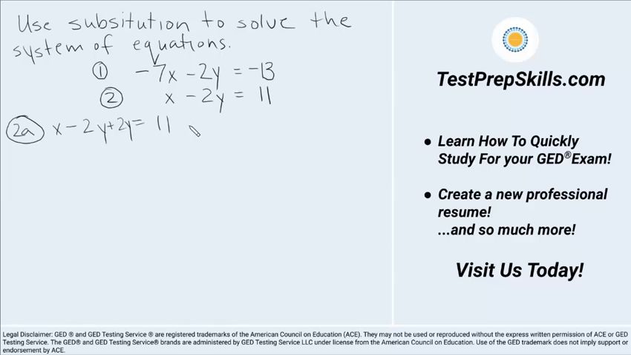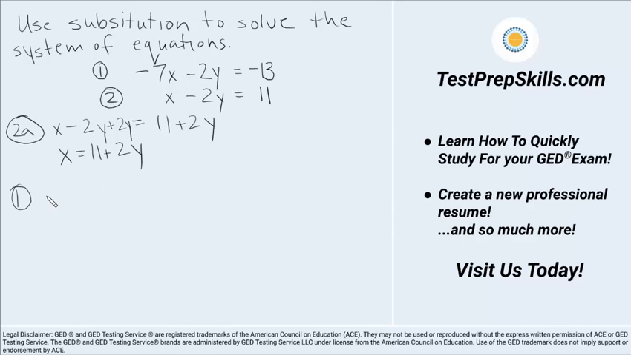Now remember, I need to do that to both sides of my equation, right? I can't just do that to one side of the equation, or now I have a totally different equation that I'm dealing with. Okay, let's simplify. So the negative 2y and the positive 2y cancel, and I'm left with x is equal to 11 plus 2y. So it's pretty simple. I have now completely isolated my x, and I can go ahead and substitute it into my equation 1, okay? So we're going to just call that equation 1, and I'm going to substitute this value, 11 plus 2y, right in for the x, and then I'm going to expand everything out and simplify and solve for y.